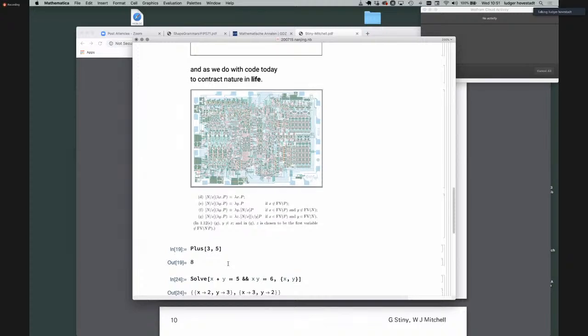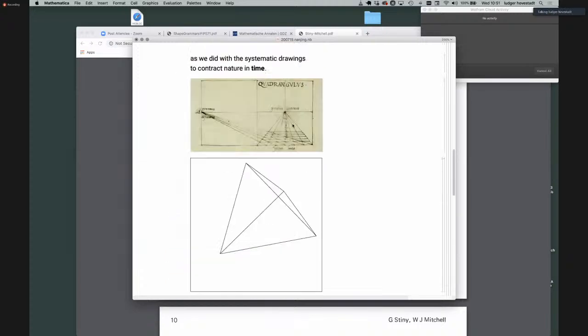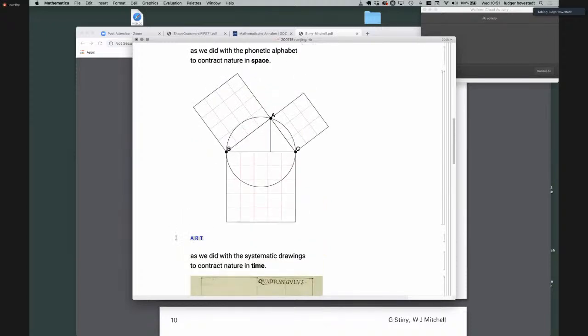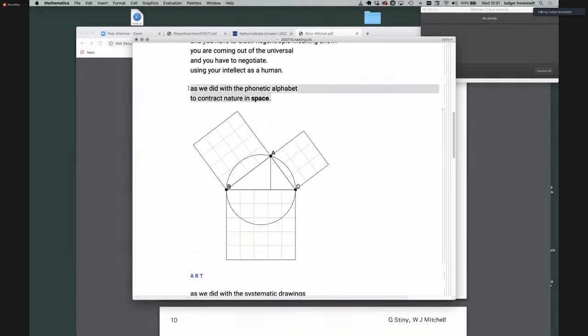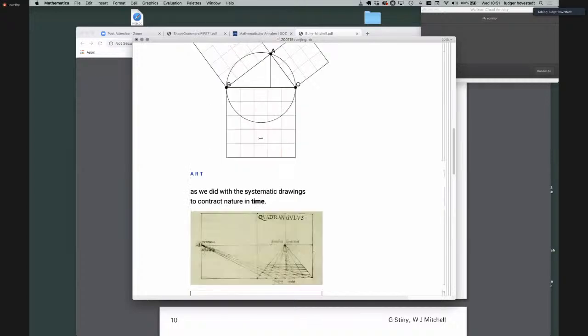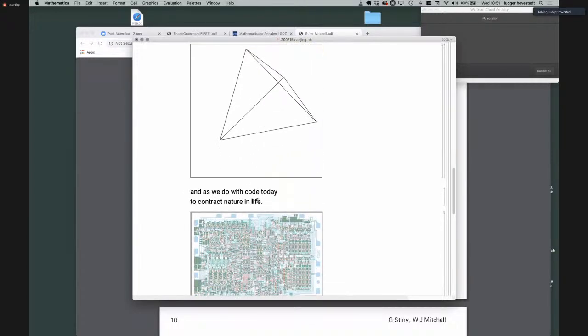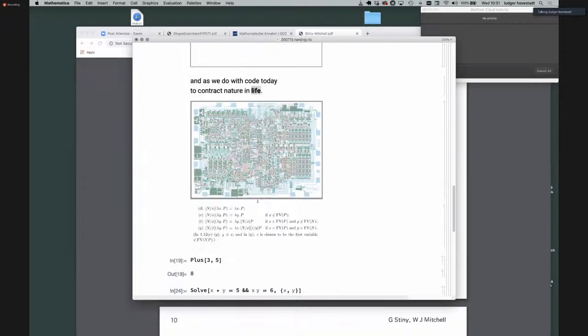the writing of today. These drawings had been the writings of the Renaissance, and this phonetical writing had been the writing of ancient Greece and Greek and Roman people. This was in space, writing in space. This, I would say, is writing in time. And I would suggest code is writing in life.